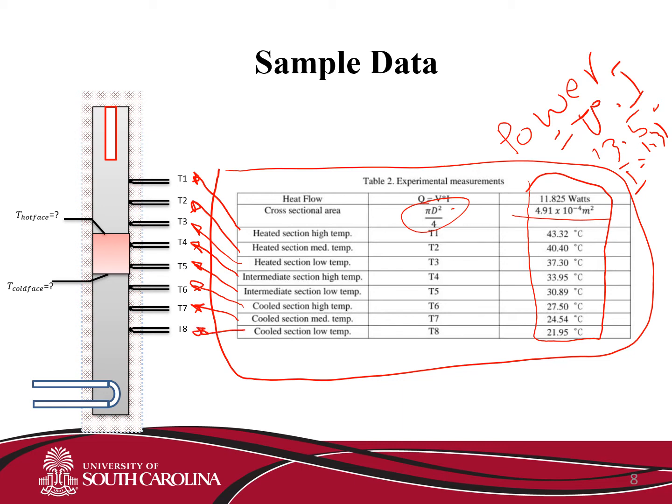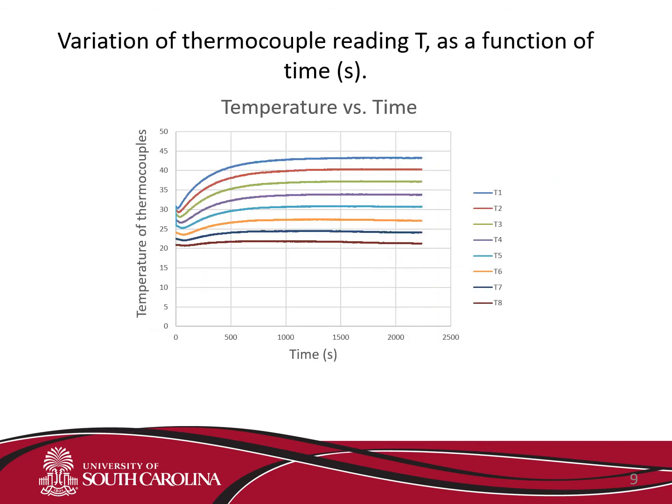And then you will find the T hot as I explained in the previous slide, and also you will find the T cold, right? Once you find these temperatures, how do you find this table? Variation of thermocouple readings T as a function of time. You will see in the LabVIEW program the temperature of the thermocouples as a function of time.